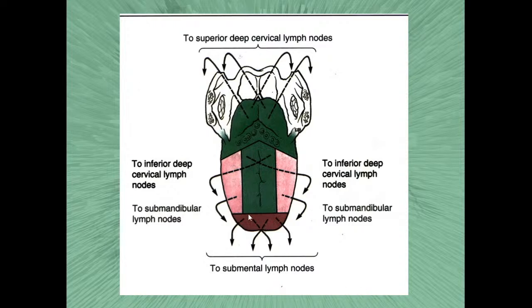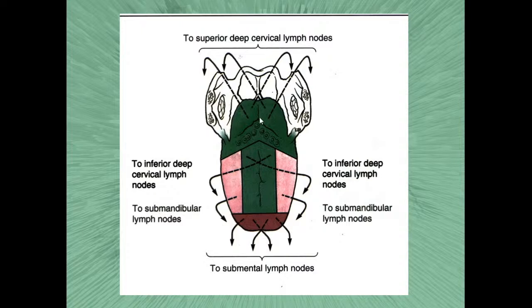From the apex of the tongue, lymph drains into the submental lymphatic nodes, as I told you before, the center of the face and the apex of the tongue as well drain to the submental lymphatic nodes. Then from the body of the tongue, from the lateral parts of the body, lymph drains into the submandibular lymphatic nodes, and from the central part of the body into the inferior deep cervical lymphatic nodes.